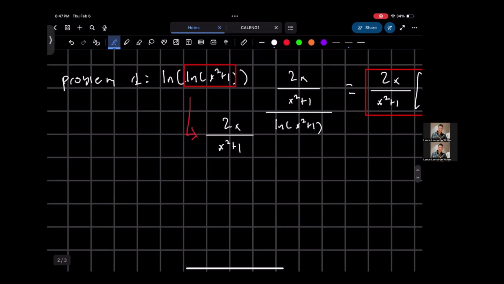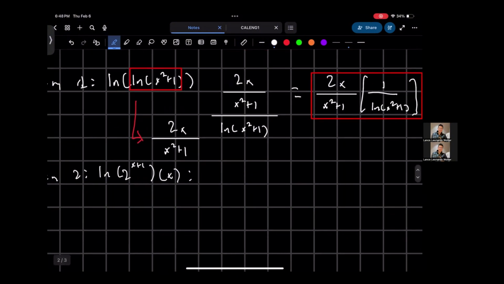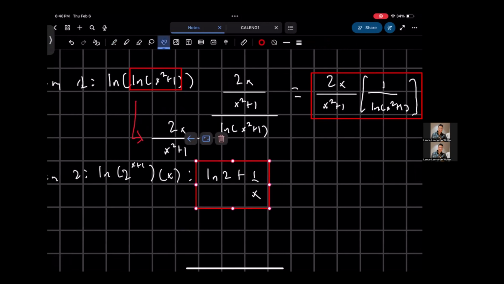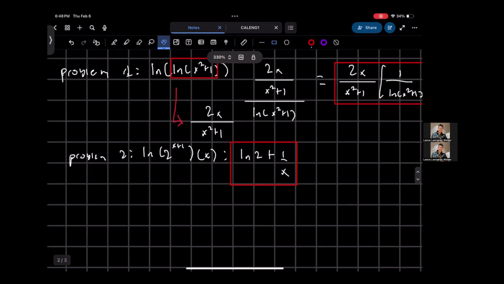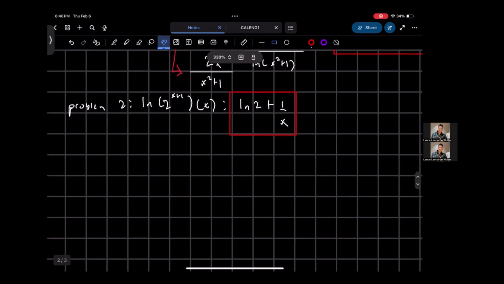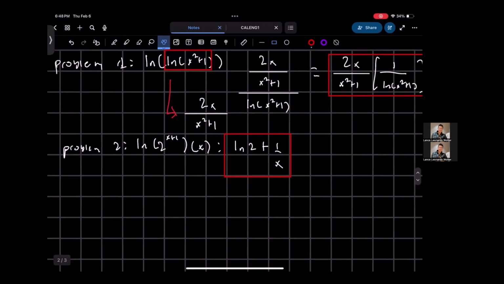Now, just for a bit of practice that you can do, but I won't solve this anymore. You can just try doing this yourself. Ln of 2 raised to x plus 1 times x. Remember, you're going to do product rule here, and you're just going to apply. Don't worry, this isn't too hard. So your answer here is ln of 2 plus 1 all over x. So try to do this in your own time. So I'm giving you a bit of homework so you can practice, okay?